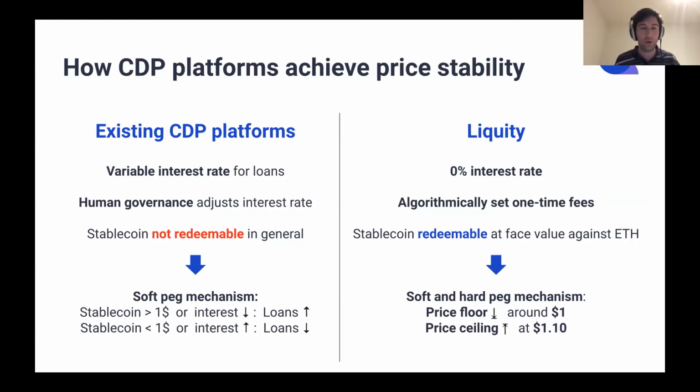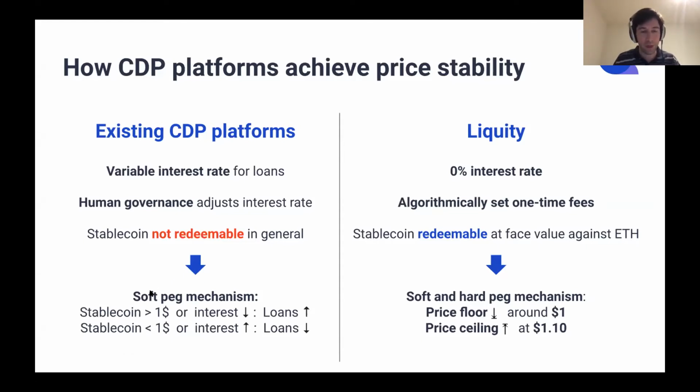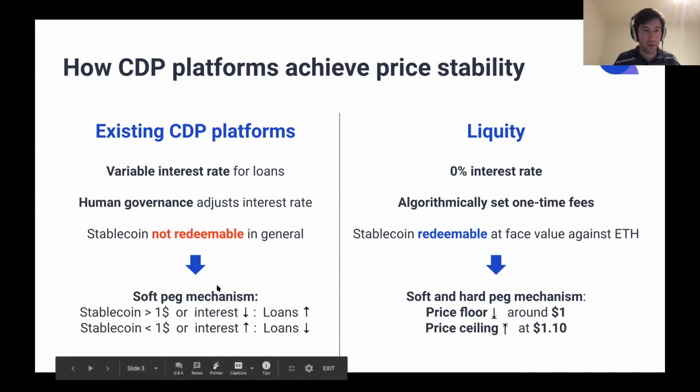So as a holder of the stablecoin, you cannot come to the system and say, I want to get this value from the system paid out in another asset. The mechanism that these systems apply is something I would call a soft peg mechanism, because there is this expectation that the governance mechanism would try to keep the price stable. Whenever the interest rate goes up, loans should become more expensive. So there would be less growth of the monetary supply because fewer loans are taken out and more loans will be repaid. This should have a stabilizing effect on the price by contracting the money supply.